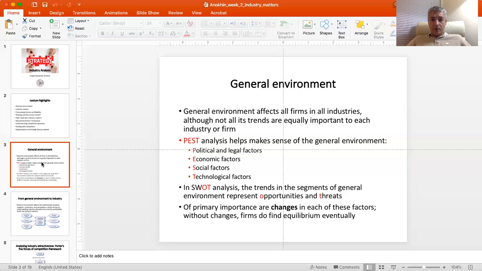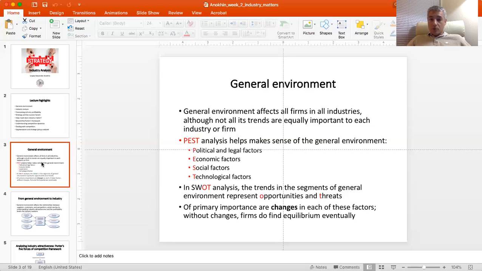So you all have heard about SWOT analysis. This is one of the tools that some people use when describing strategy, when trying to help firms to develop a viable set of options. You probably remember it stands for strengths, weaknesses, opportunities, and threats. So in this SWOT analysis framework, general environment refers to opportunities and threats.